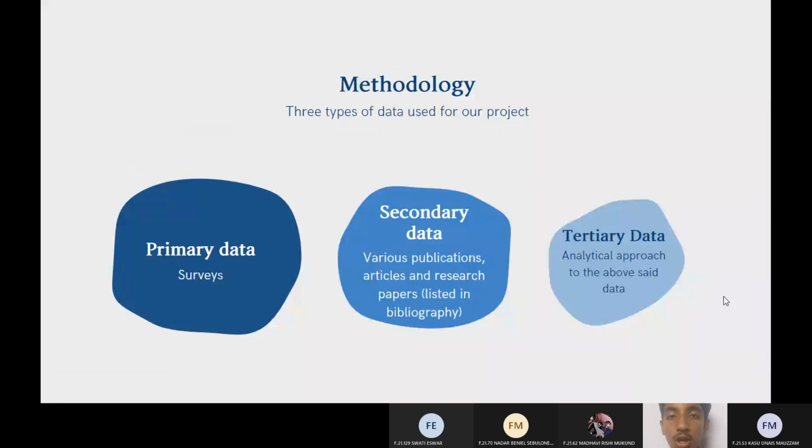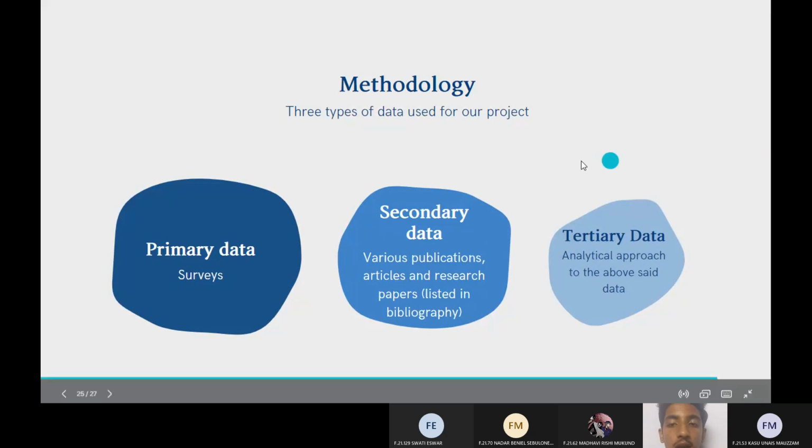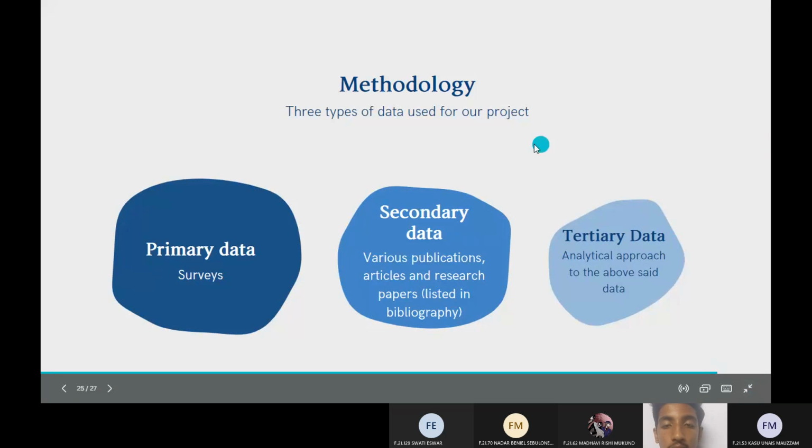So here is the methodology of our project. There are three types of data used for our project. The first one is primary data, the second one is secondary data, and the third one is tertiary data. Primary data was collected by conducting online surveys. Secondary data were collected by using various publications, articles, and research papers listed in the bibliography. And the tertiary data is the analytical approach to the above said data.